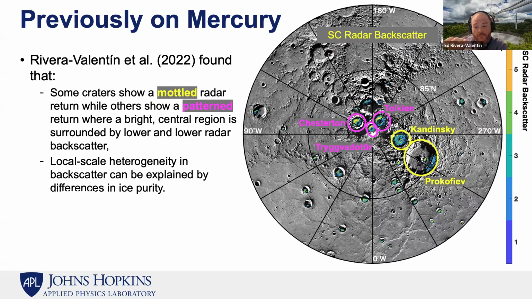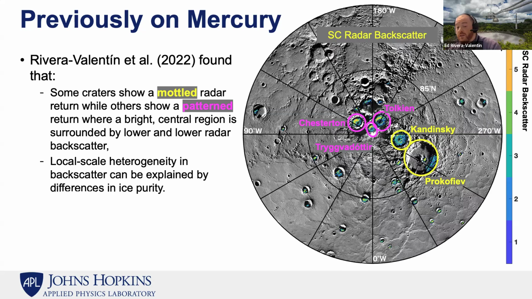You have some yellows and oranges and then some greens, but they're not really correlated with each other in a spatial way. And so our question for this project was, all right, there's interesting heterogeneity across the PSRs. We hypothesized that that heterogeneity might be a reflection of the differences in ice purity across this.